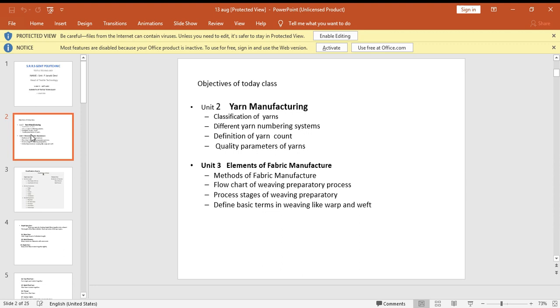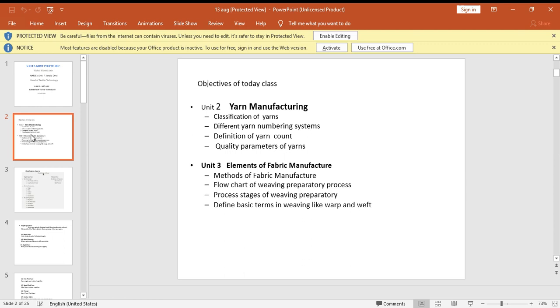Today we are going to discuss yarn manufacturing. The objectives of today's class are classification of yarns, different yarn numbering systems, definition of yarn count, and quality parameters of yarns. So this is about Unit 2, and today we are also going to start Unit 3, that is elements of fabric manufacture.